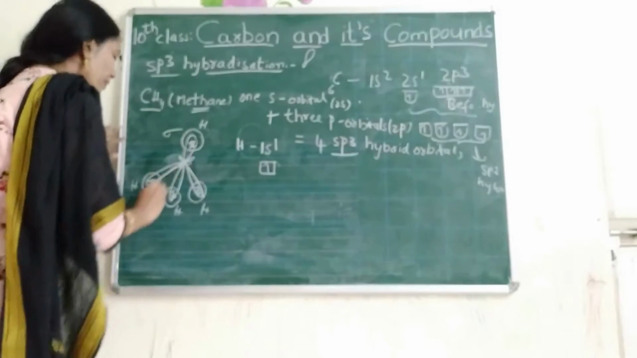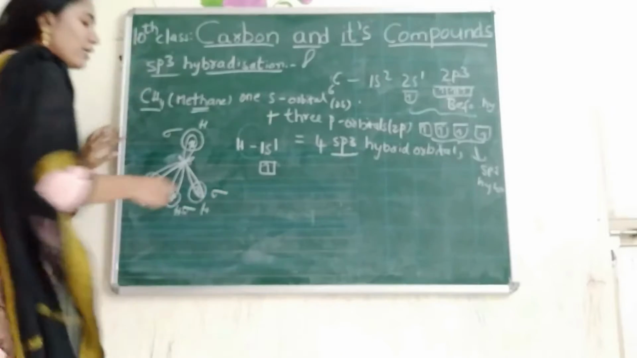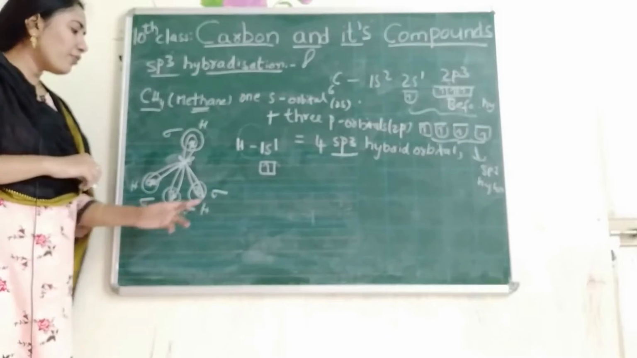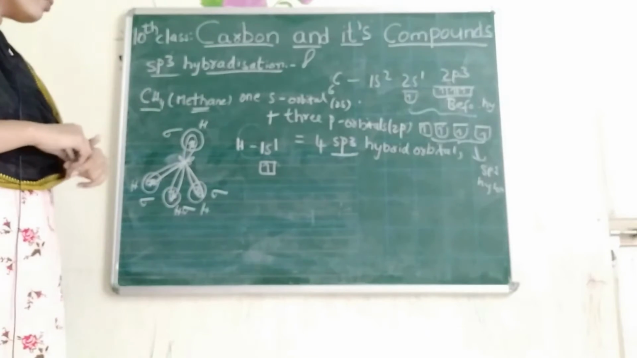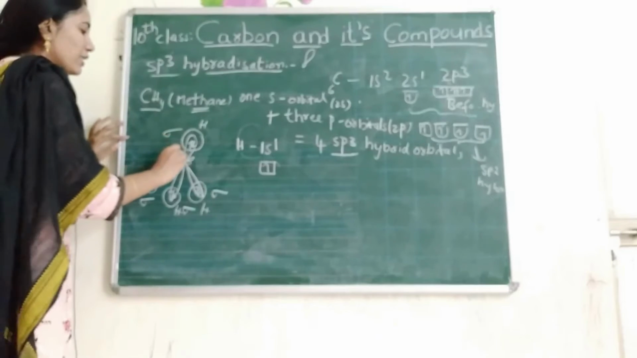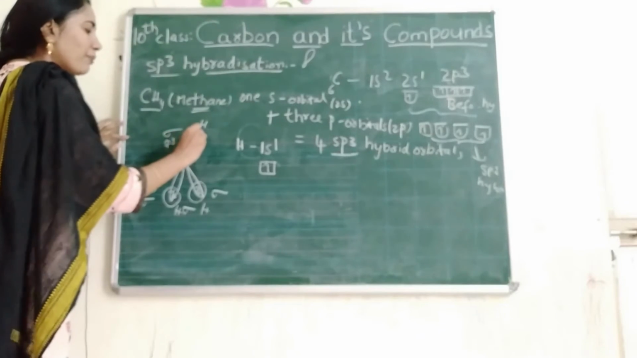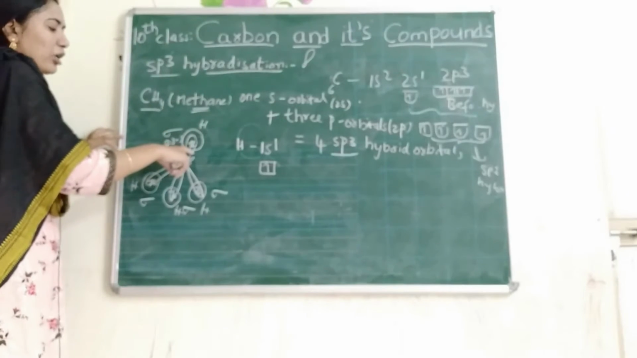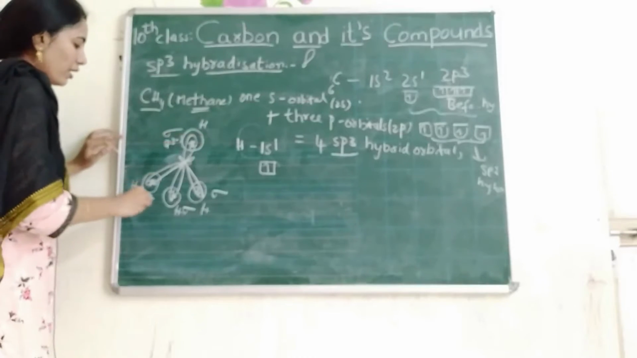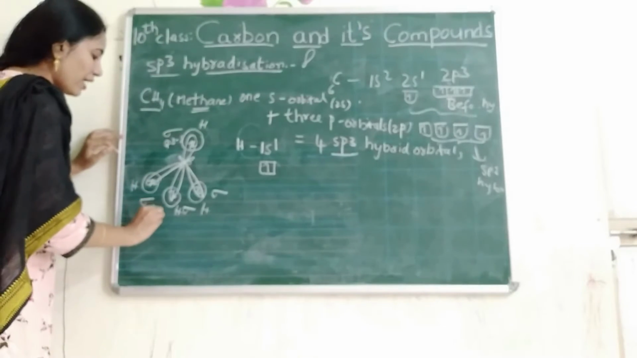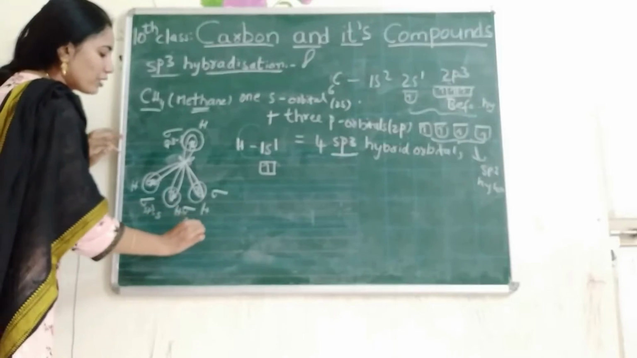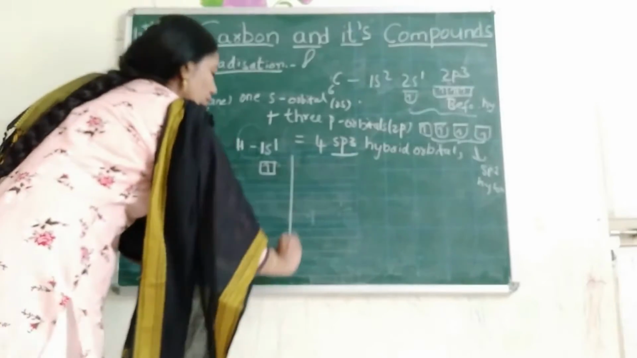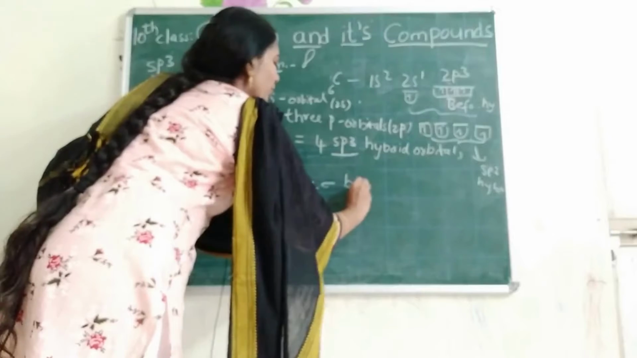So this is a sigma bond, this is a sigma bond, this is a sigma bond, and this is a sigma bond. How many sigma bonds are in the CH4 molecule? 1, 2, 3, 4. There are 4 sigma bonds in the CH4 molecule. The sigma bonds are between the sp3 hybrid orbital of carbon and the s orbital of hydrogen. Here also it is the same. How many sigma bonds are there in total in the CH4 molecule? There are 4 sigma bonds.